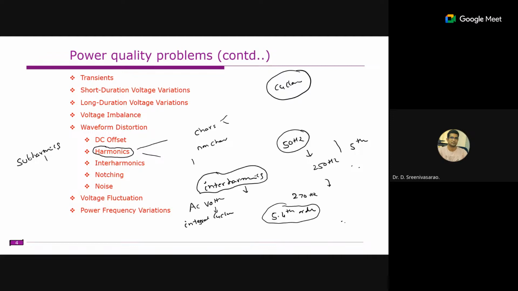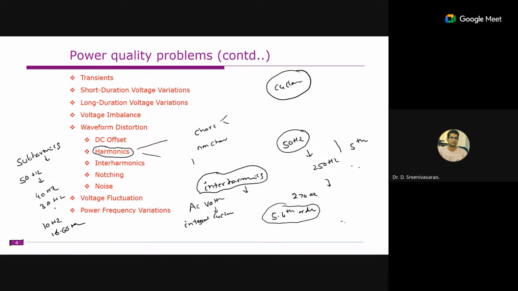So subharmonics, for example: you have a 50 Hz system, right? If you have a harmonic of 40 Hz, or 30 Hz, that means less than the fundamental, which is known as the subharmonics.